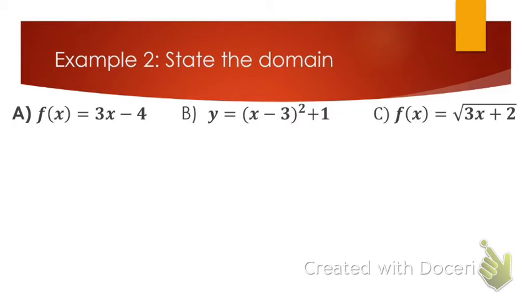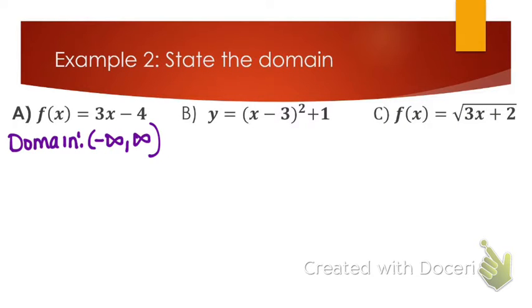Okay, so let's look at this first one. Do you see a fraction with an x in the denominator? That's your first red light. So do you see a fraction? No, there's no fraction. It says 3x minus 4. Do you see a square root? So your domain is all real numbers. If you don't see a red light, your domain is all real numbers. That's it. Nothing needs to be done.